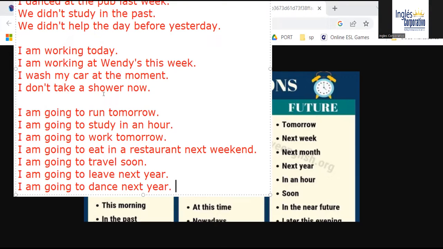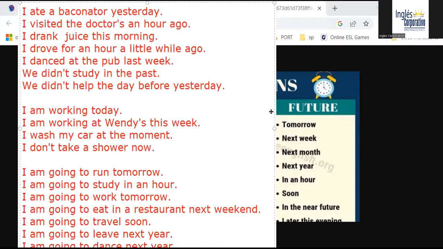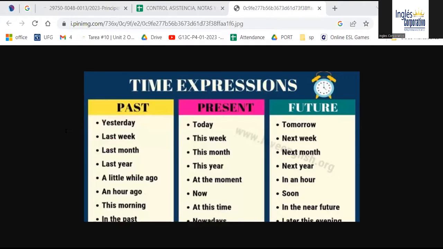So you see that if you remember the time expressions, it can help you a lot. I don't know if you're going to take a screenshot, you can do it. But I suggest you recognize the time expressions in order to identify the tenses. Okay. So there you have it. Do you have the picture? Yes. Okay. Well, let's continue, guys.